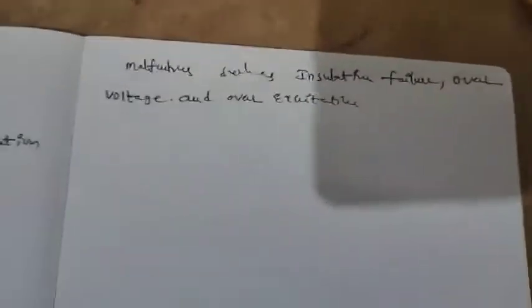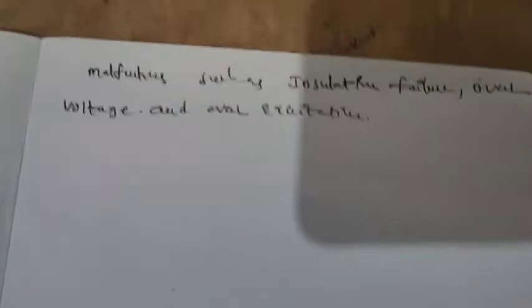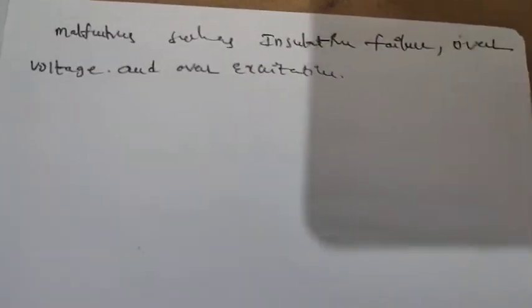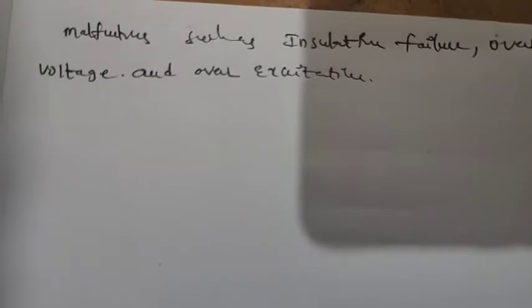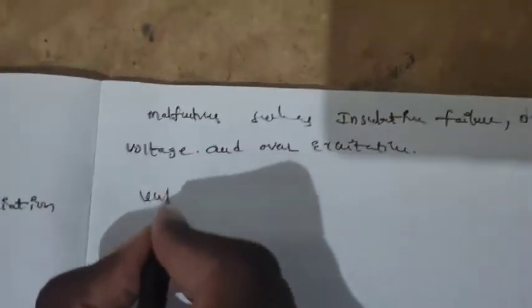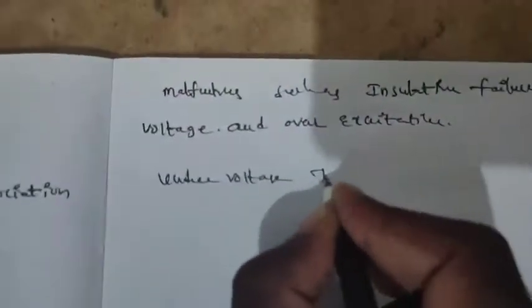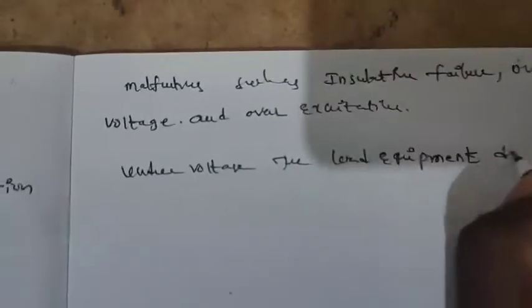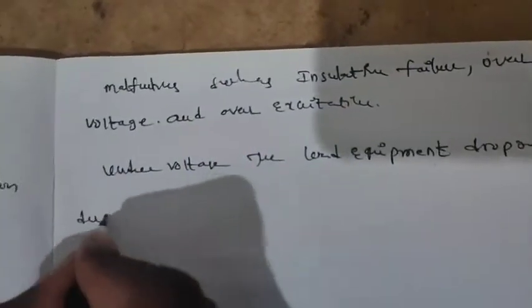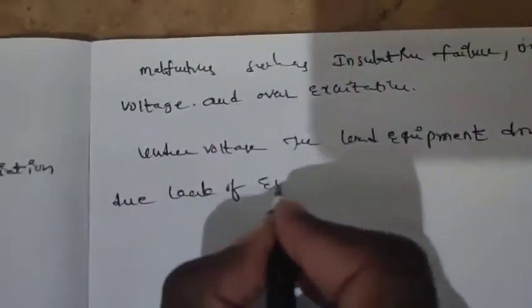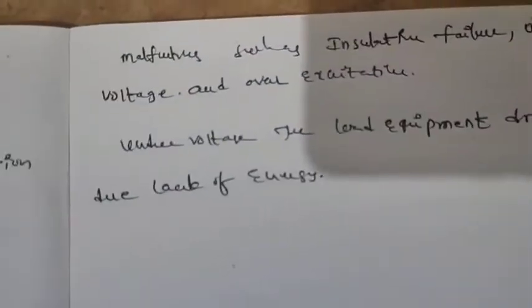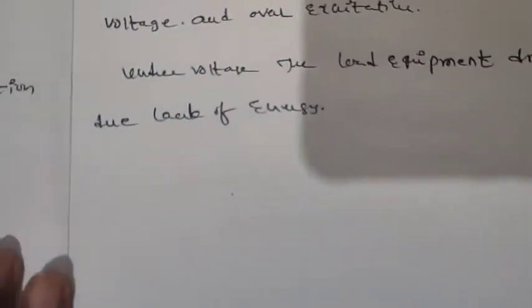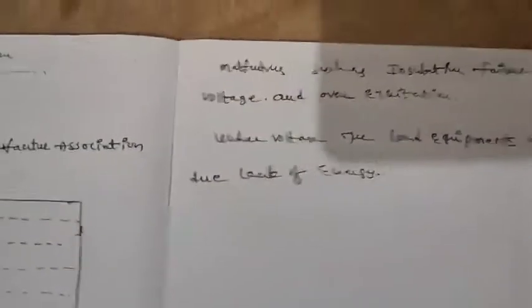In case the voltage is below that value, it may cause under voltage, and the load equipment drops out due to lack of energy. So this is about the CBEMA curve.